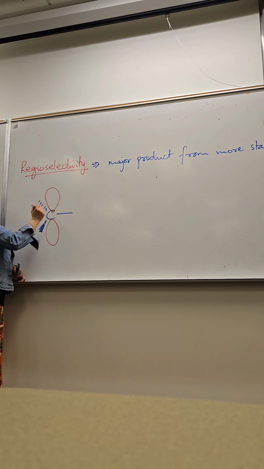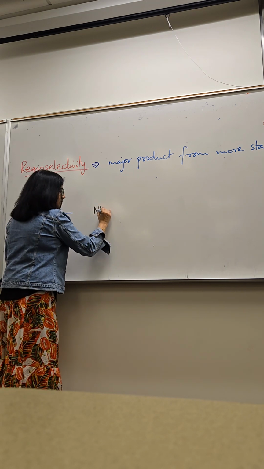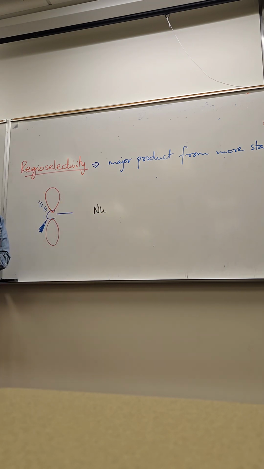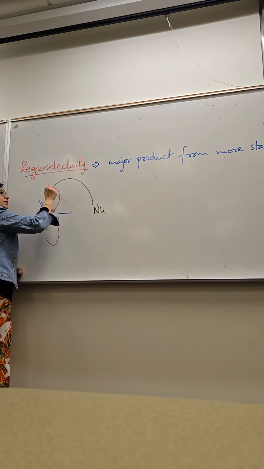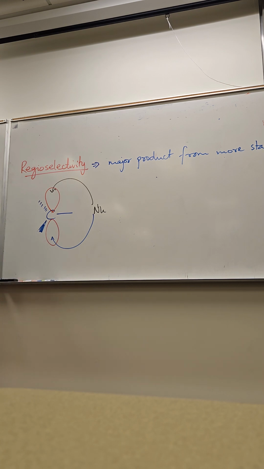Trigonal planar. Good. So the question is, when the nucleophile comes in, whatever it is, does it prefer coming from this side or does it prefer coming from this side? Doesn't matter. Is one approach better than the other? I think either approach is equal.